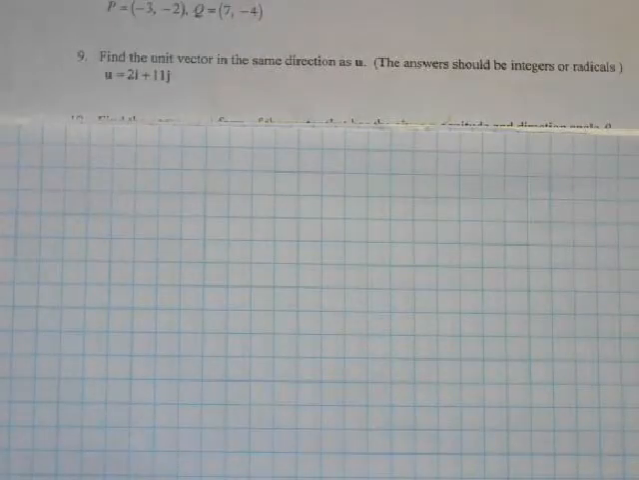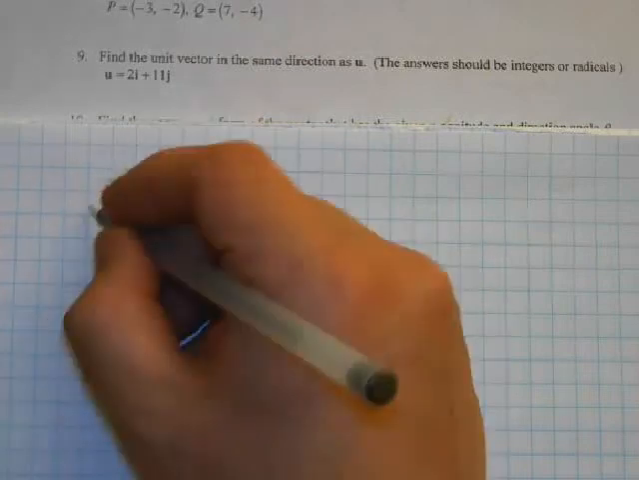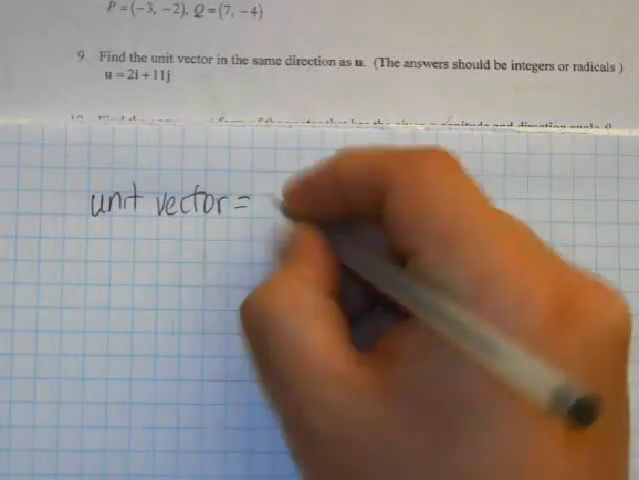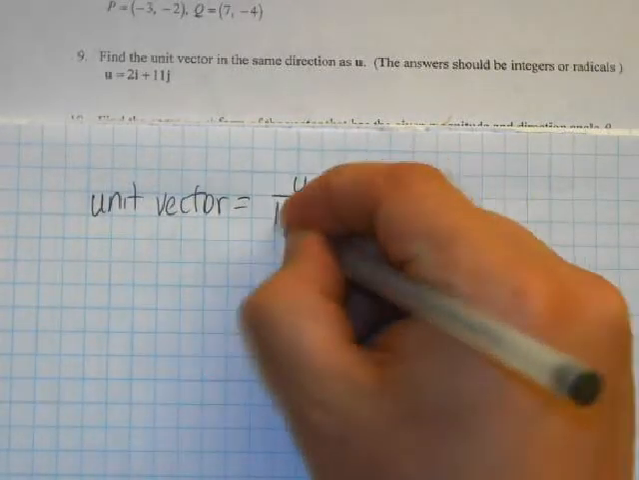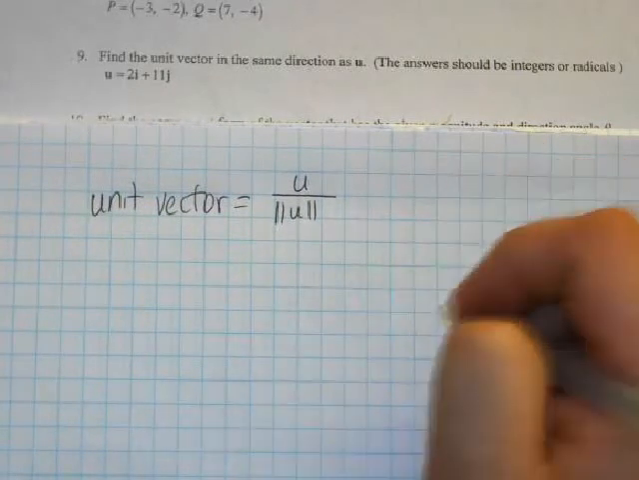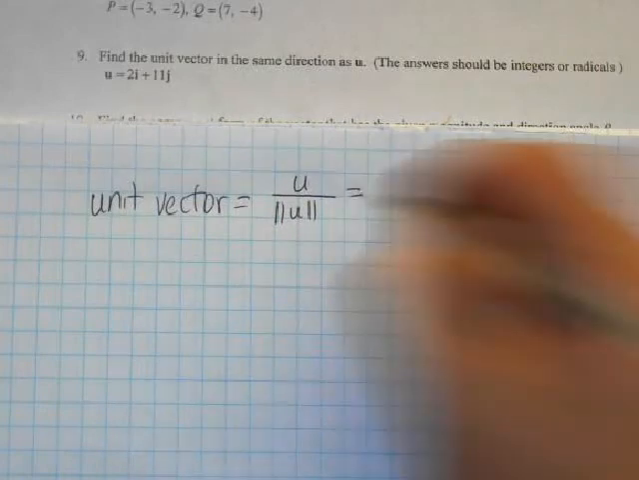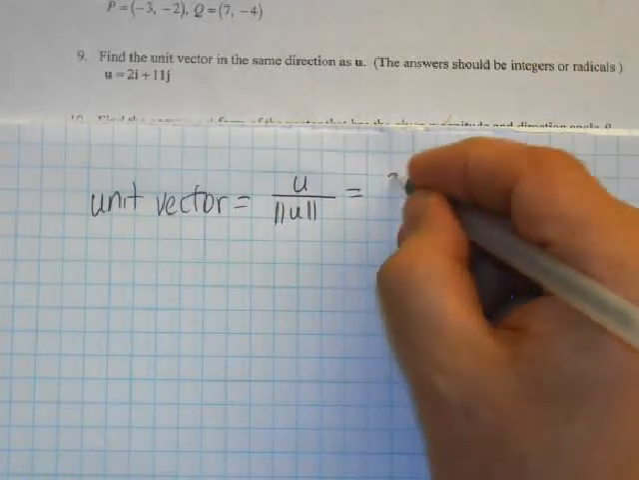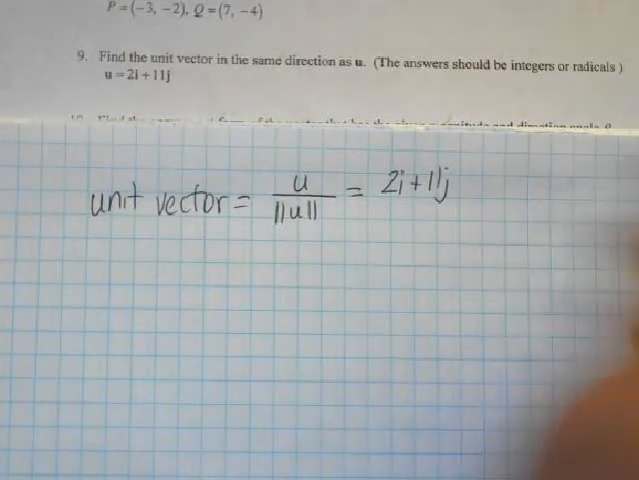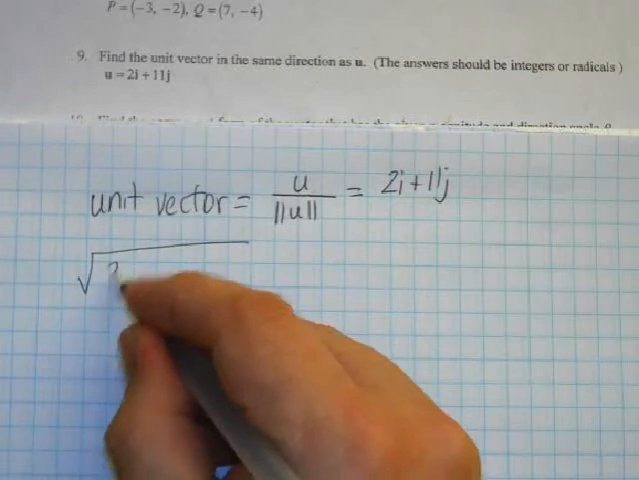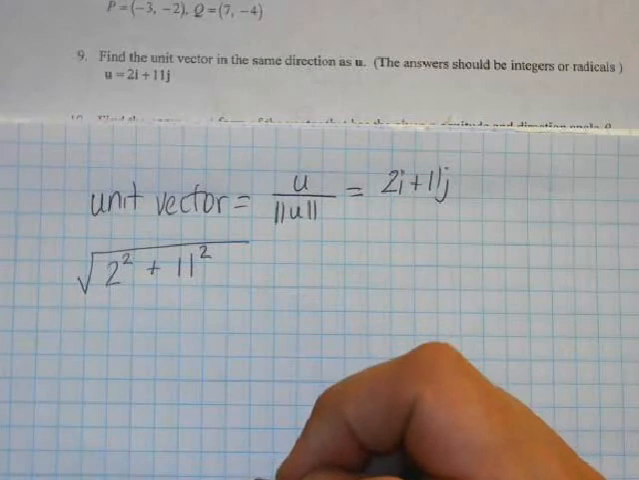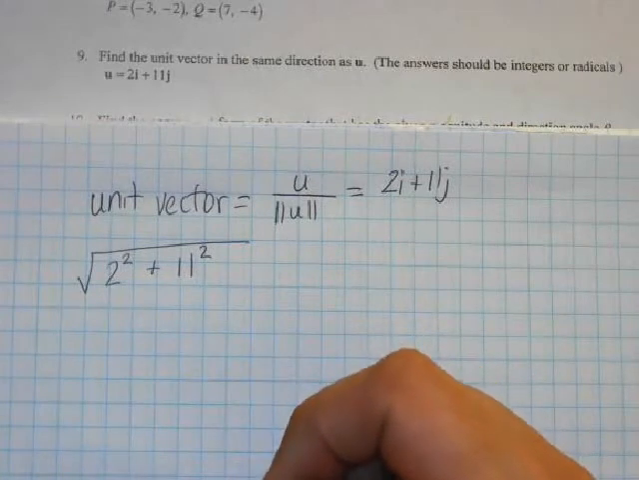Number 9, find the unit vector in the same direction as the vector u. So the unit vector is equal to the vector itself divided by the magnitude of the vector. Well, there's our vector. And so to find the magnitude, we'll simply square both 2 and 11, find that sum, and then simplify the radical.